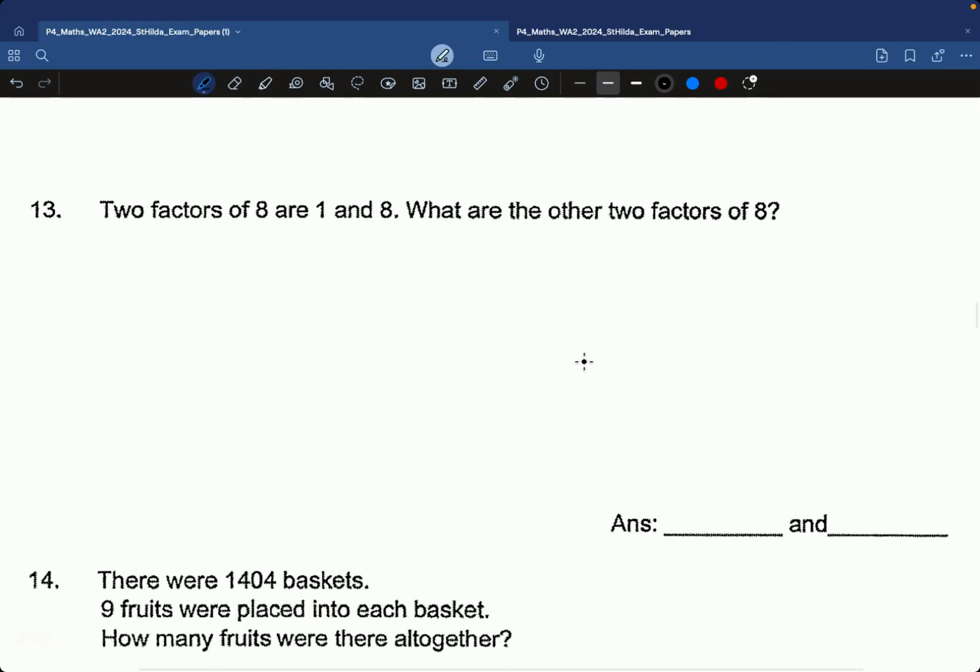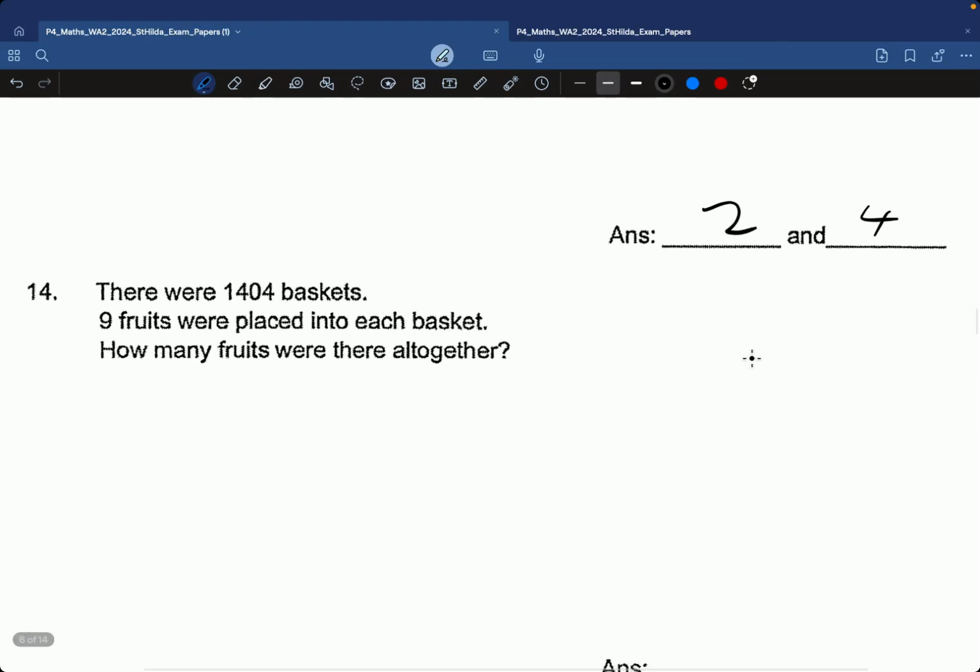Question 13. Two factors of 8 are 1 and 8. What are the other two factors of 8? Okay, so 8 over here, we have 1 times 8. Basically, what are the other two factors? So if we go to the next number, 2, can we have 8 divided by 2? Yes, we can. So 2 times something will become 8, which is 4. 2 times 4. So that's basically the answer: 2 and 4. All right, let's move on to the next question.